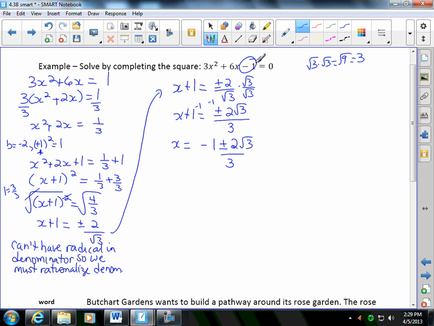So if I want to finish this off so it's in proper math grammar, my negative 1 as a denominator of 3 is the same as negative 3 over 3. So x is equal to negative 3 over 3 plus or minus 2 square root 3 over 3. Now those both have the same denominator, so x is equal to negative 3 plus or minus 2 square root 3 all over 3. And I could have just done that in one step. I could have just went negative 3 from this step here. So that is your solution.